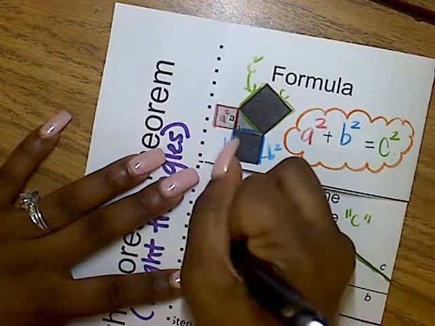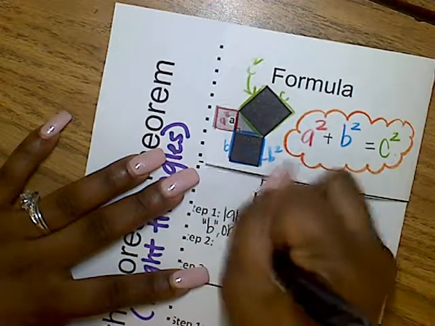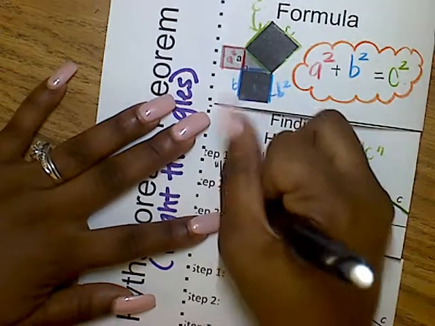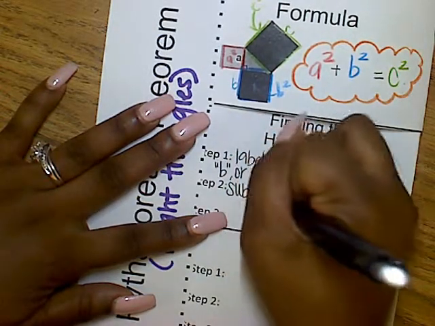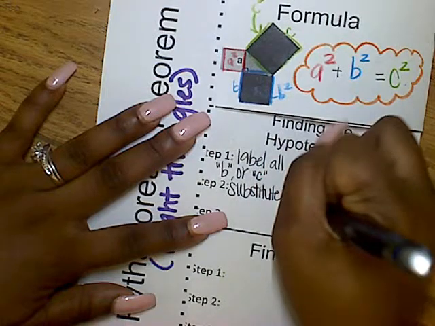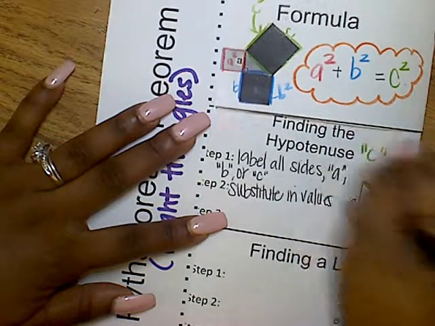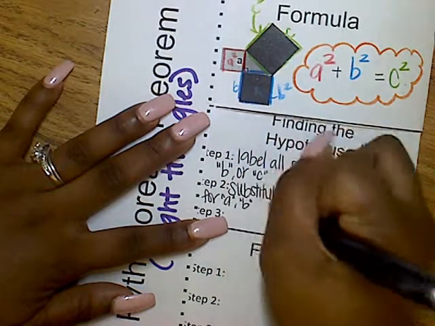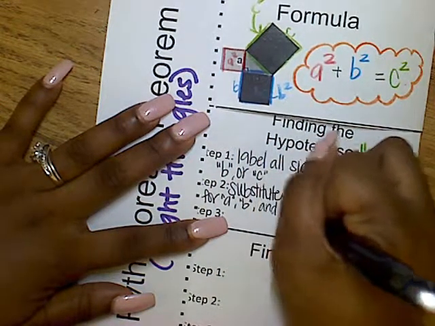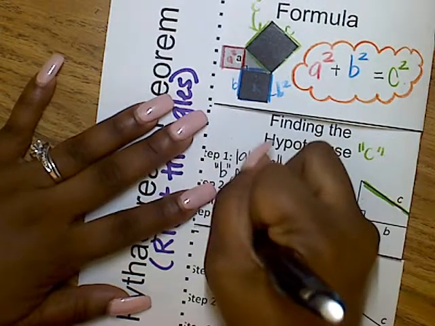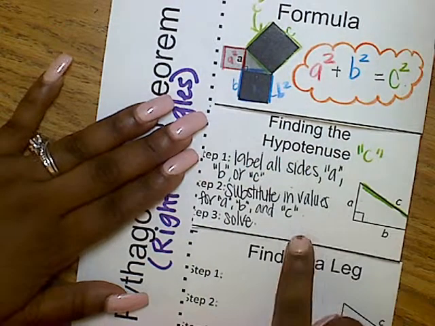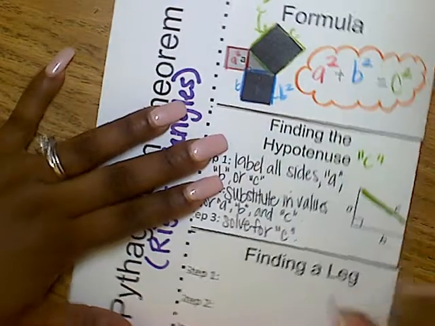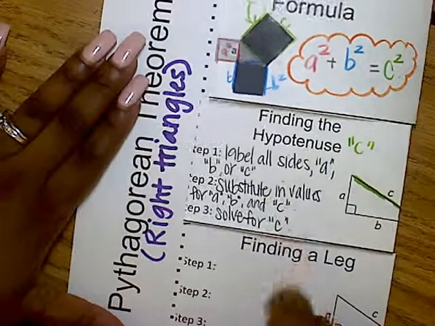A, B, or C. Step 2, you're going to substitute in values for A, B, and C. And then the last step, you're just going to solve. And so in this case, we're going to solve for C because we're solving for the hypotenuse. So solve for C. Make sure you get this down.